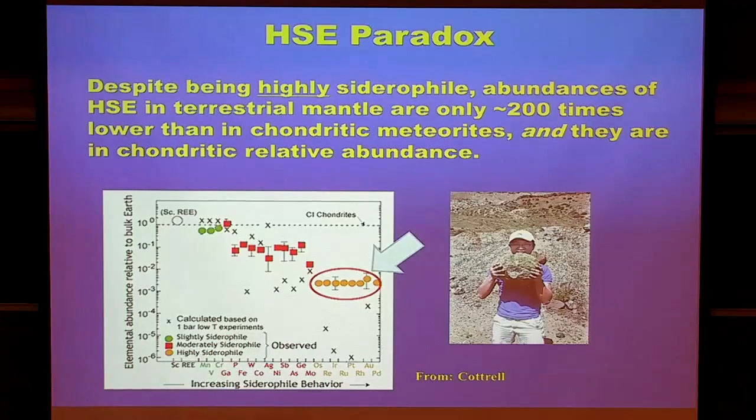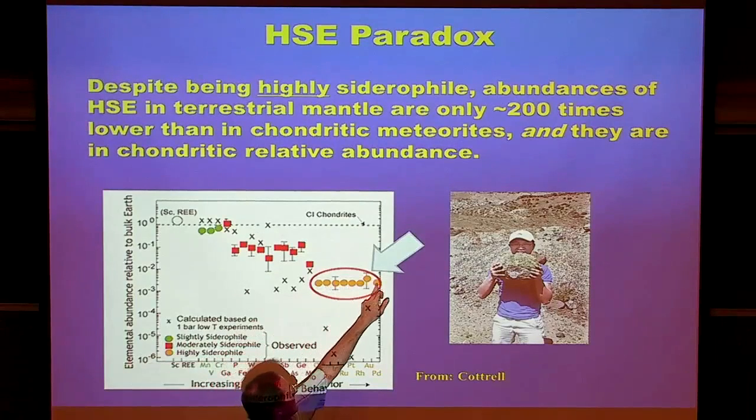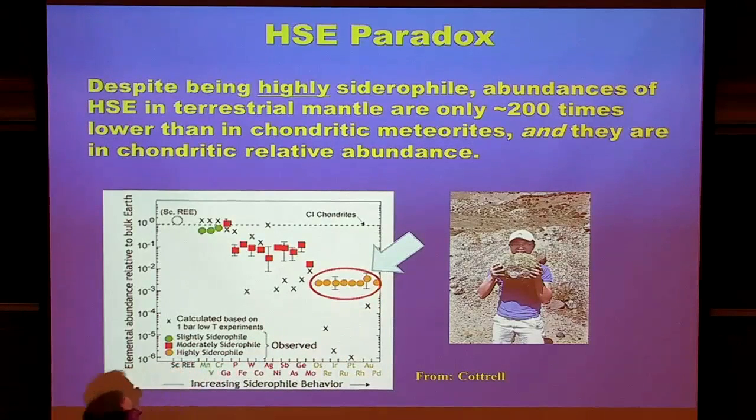There's one other thing that this figure shows, and that is they all plot along kind of a horizontal line, which you notice is kind of the case, but not totally the case for moderately siderophile elements. So that has to be explained by whatever process generated their abundances in the mantle.